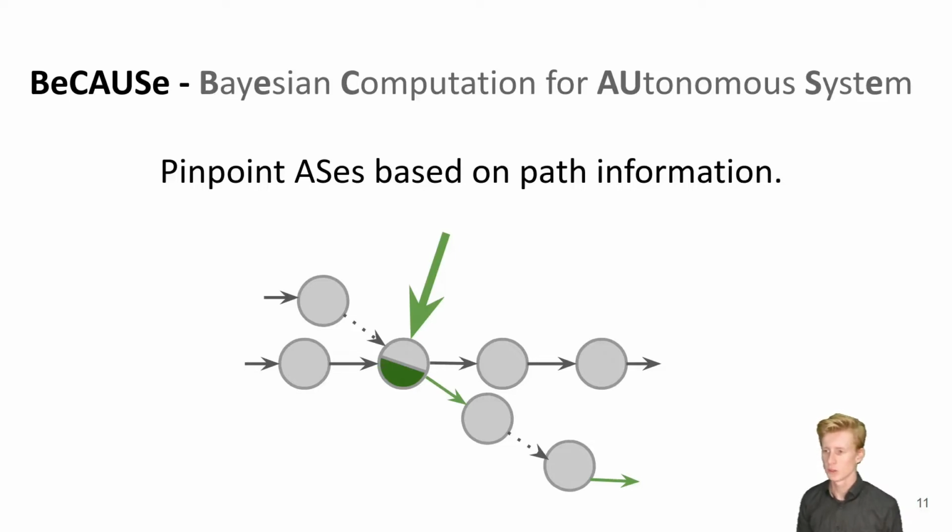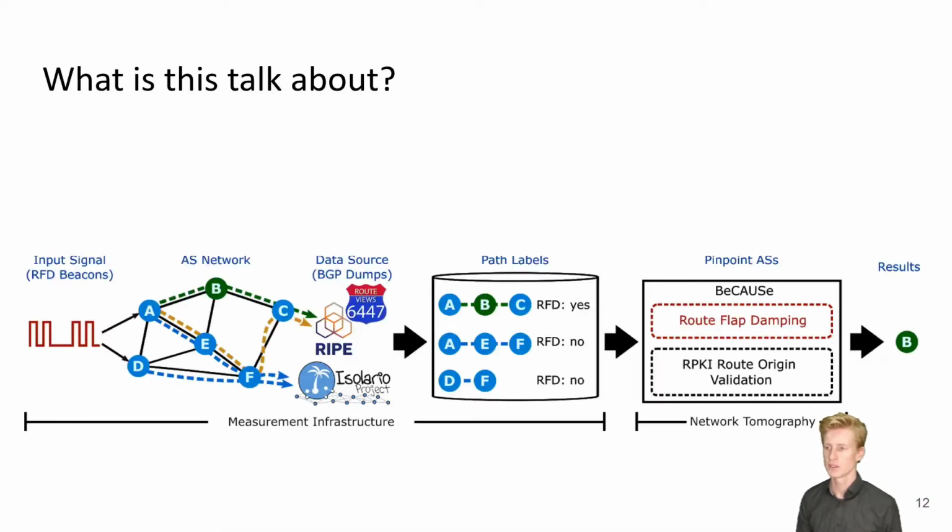It is a solution to this problem which takes labeled paths as input and outputs probabilities of the AS having a specific property with a measure of certainty. We will explain BeCAUSe later in this presentation. In this talk, we show how we use BeCAUSe to measure deployment of BGP route flap damping using special BGP beacons and route collectors.